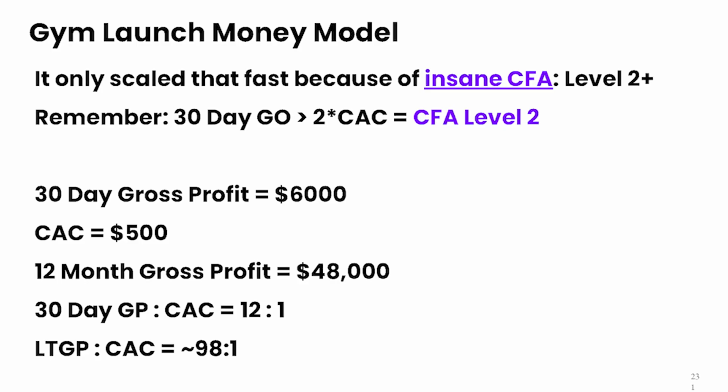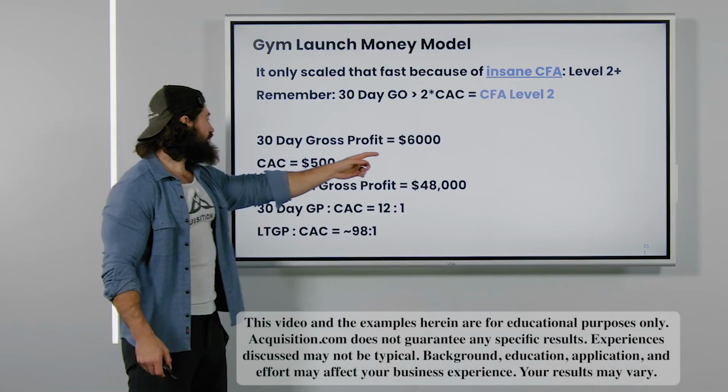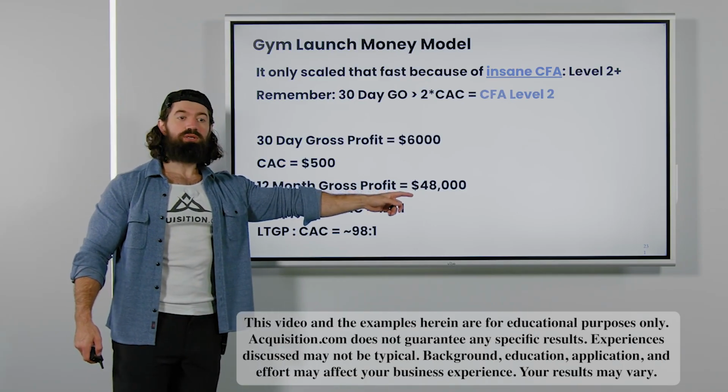So remember level three, it should say level three, is 2 times CAC, right? Okay. So these were our actual metrics. People don't share this. These were the actual metrics: our 30-day gross profit was 6K, our CAC was 500, our 12-month gross profit was 48,000.